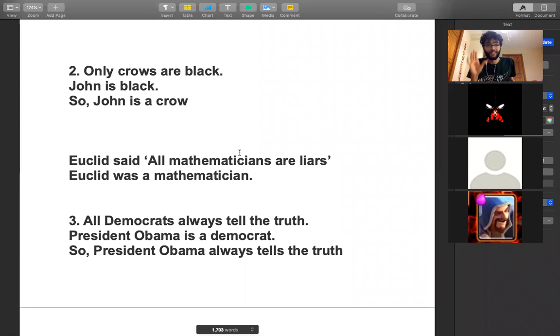Are you understanding it? Because if he's a truth teller, then everything that he says has to be true, which means this sentence should also be true. But that sentence is saying that all mathematicians are liars, which would make him a liar. So that sentence cannot be true if he is telling the truth.